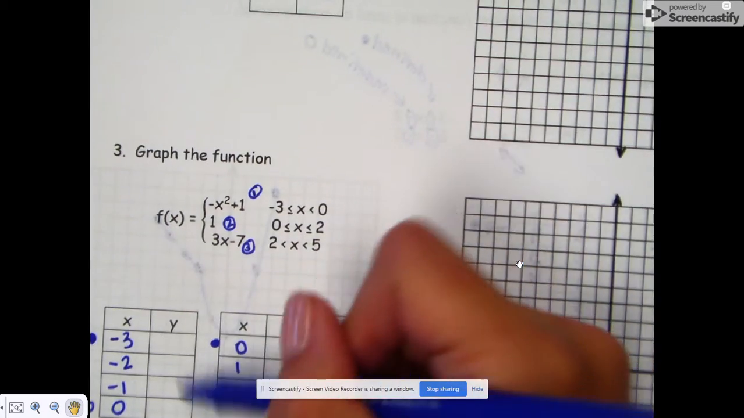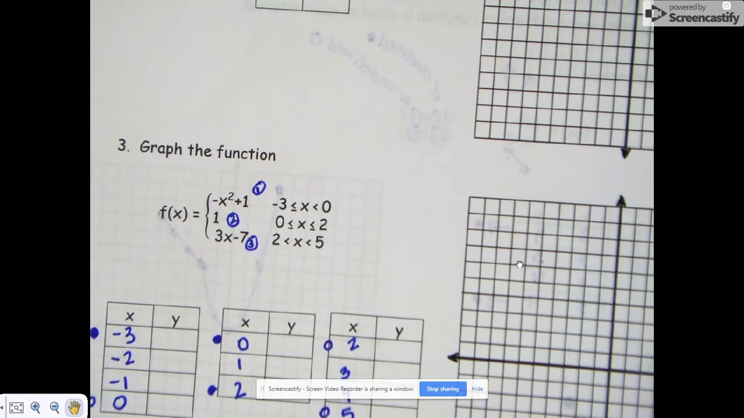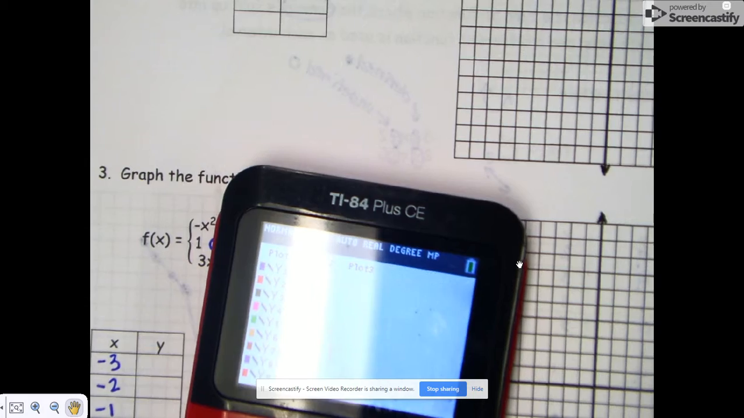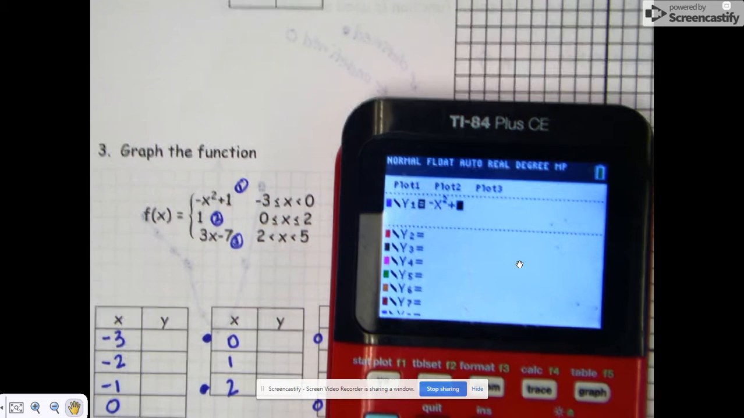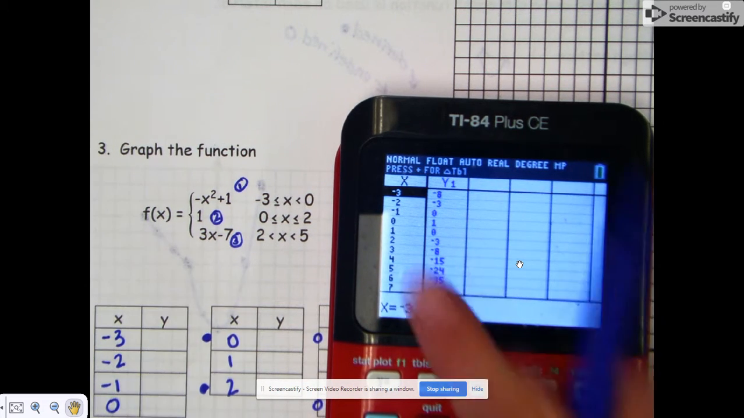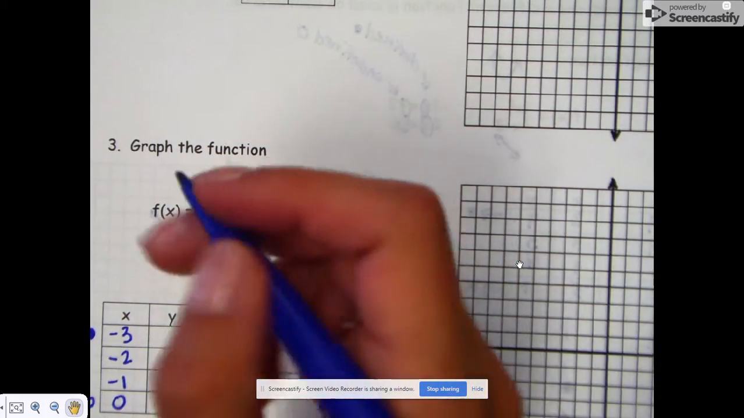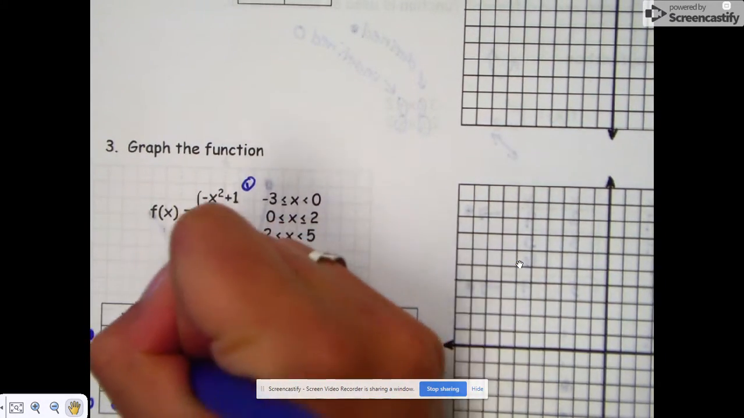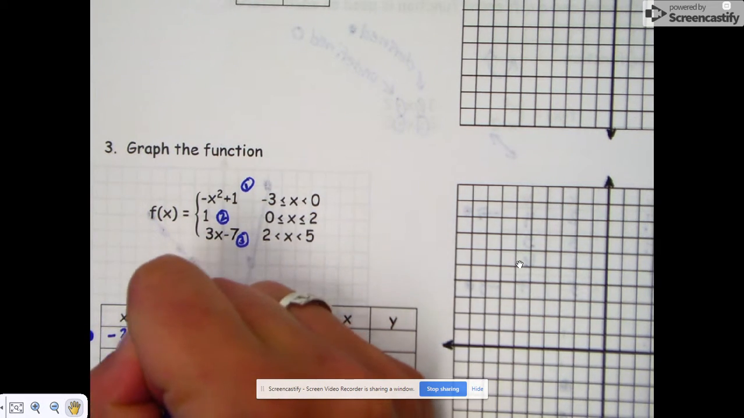Okay, so the first function, it tells me to use this function here. So I'm going to go to my y equals in my table, and I'm going to type in -x², just as I see it, plus 1. Then I'm going to look at the table. The only y values I care about, though, are when my x is -3 to 0. So when x is -3, I got -8, -2 is -3, 0, and 0, 1.